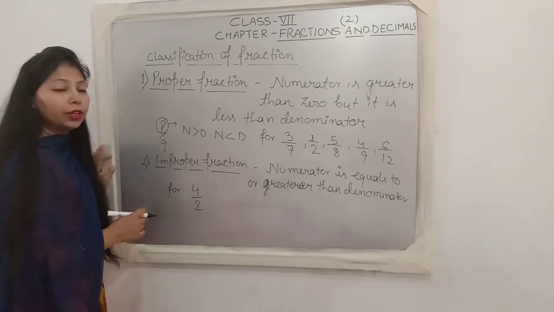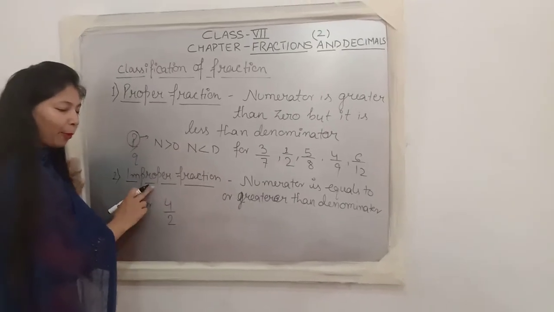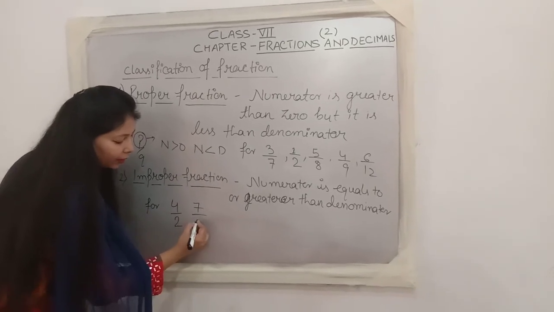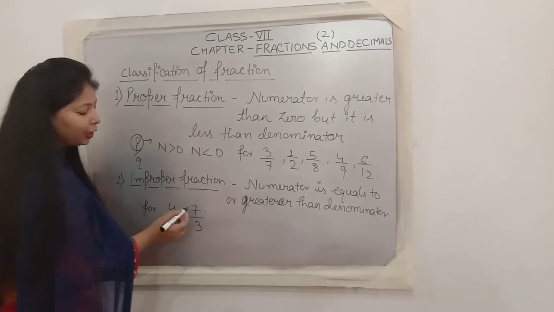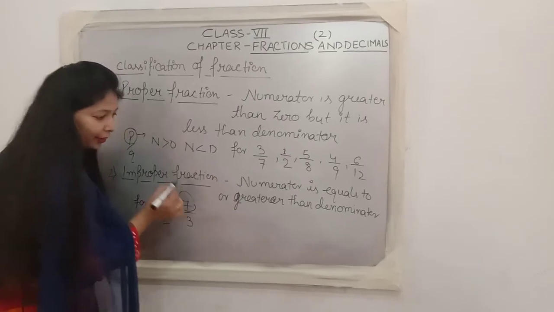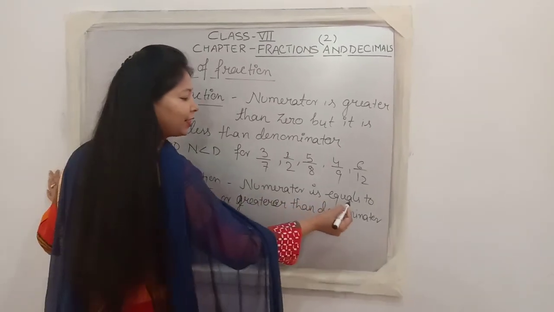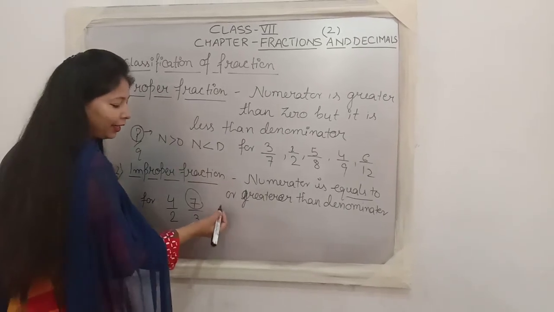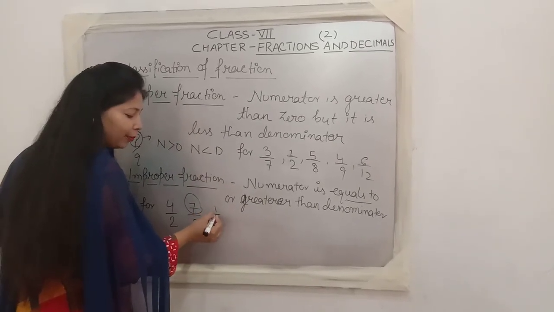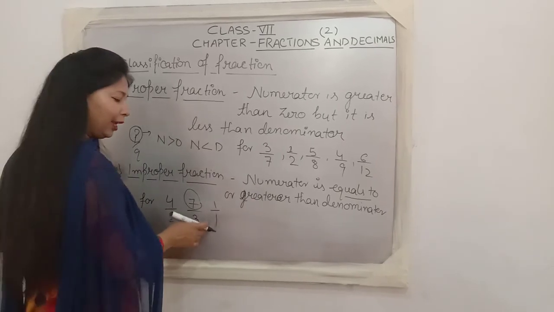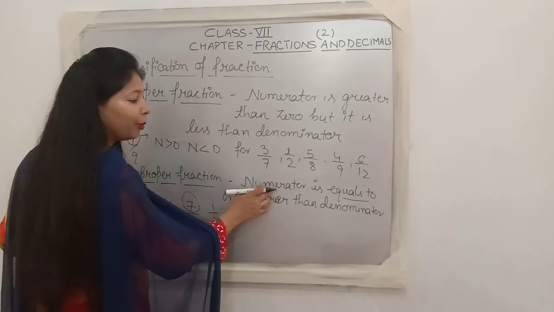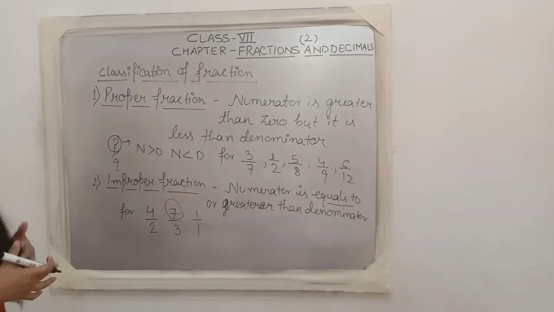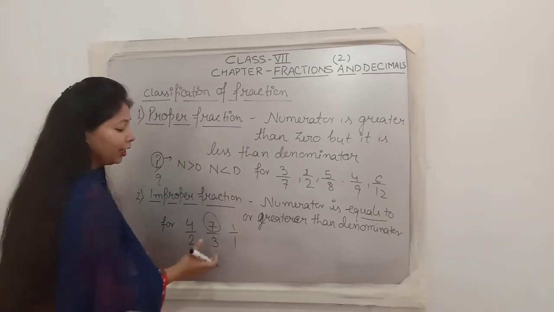4/2. This is an improper fraction. 7/3. Here the numerator part is greater. मैंने क्या बोला है? Numerator is equal to, या तो equal होगा. For example, I write 1/1. That is an improper fraction. ठीक है? Numerator is equal to or greater than the denominator. Denominator से बड़ा होना चाहिए numerator.